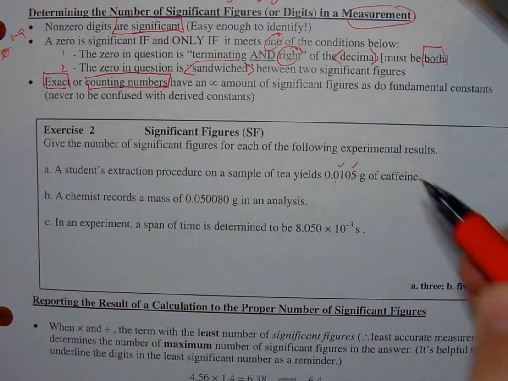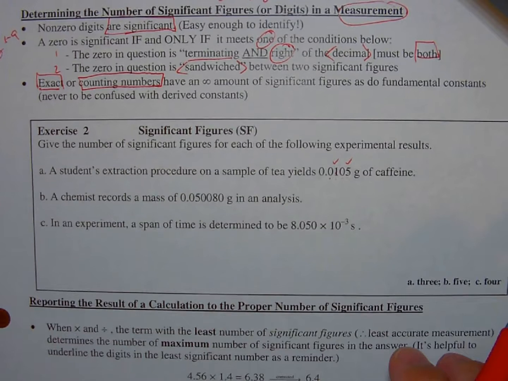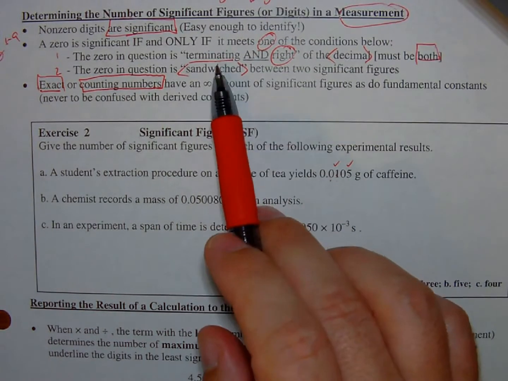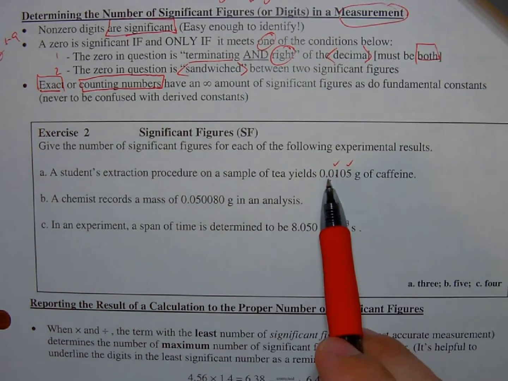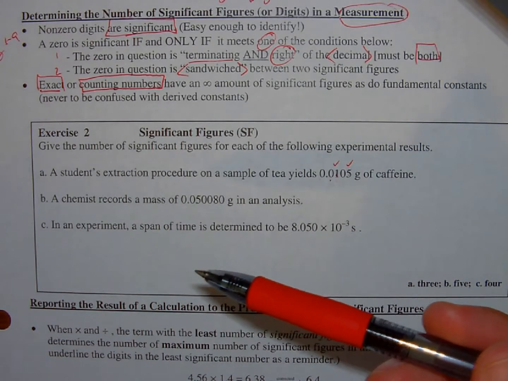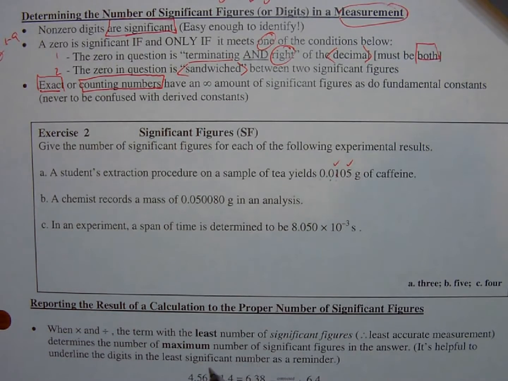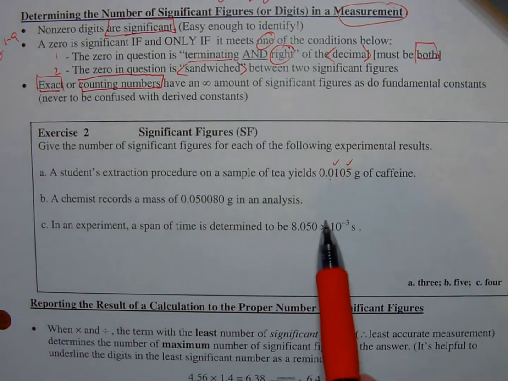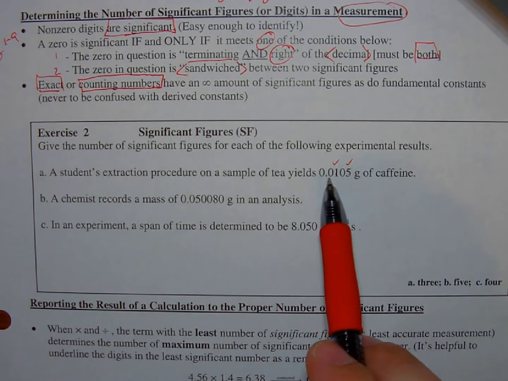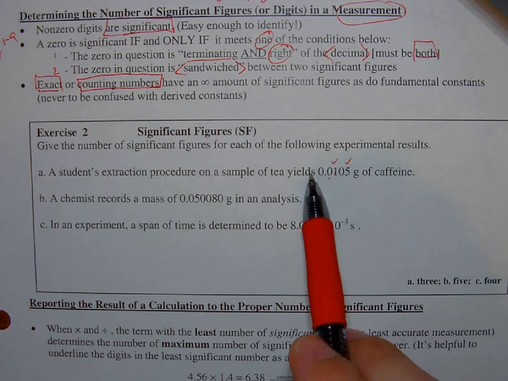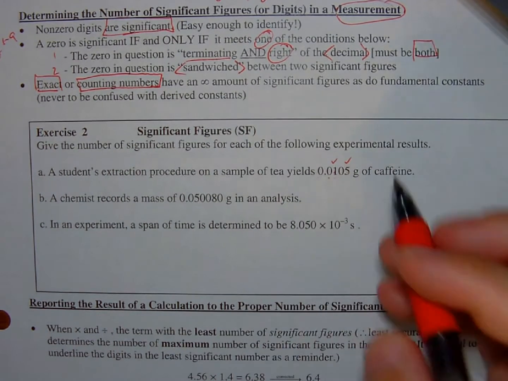Those are both significant figures. What about these first two zeros? Are they terminating? No, they're actually in front of the number, to the left, so they're definitely not terminating, so the first criteria is out. Are the zeros in question sandwiched by significant figures? No, there's nothing significant over here. There's something significant right here, but not to the left. So these are not significant.